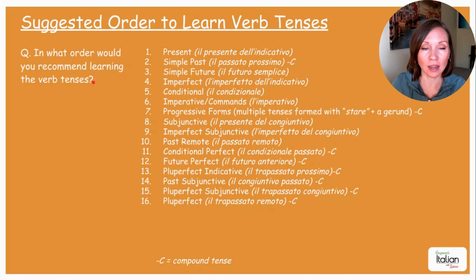So here's what I think. I think that you should start with the first few. Okay, so in this order is my recommendation, starting with the present and then go to the simple past, which is a compound tense, and then the simple future, the imperfect, and then the conditional. And then if you want to throw in the imperative and commands, I think those are going to get you through most of what you want to express, at least at the beginning.